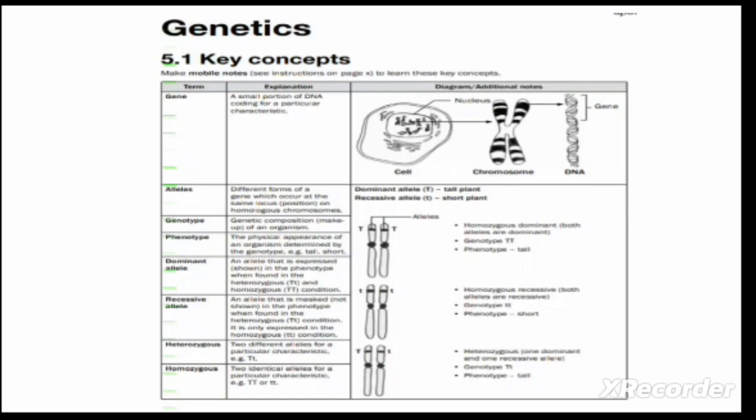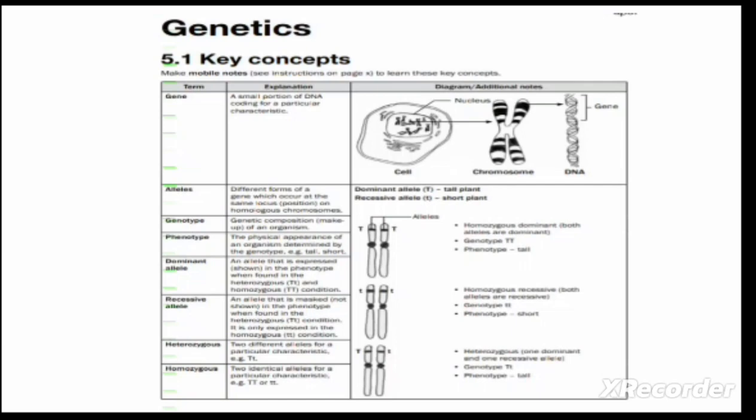So in homozygous condition, when you see two dominant alleles, two capital letters, the phenotype is going to take the what? The dominant allele. For an example, if the dominant allele or the capital letter T means tall, it means that the phenotype is going to be tall. It takes what? The dominant allele.